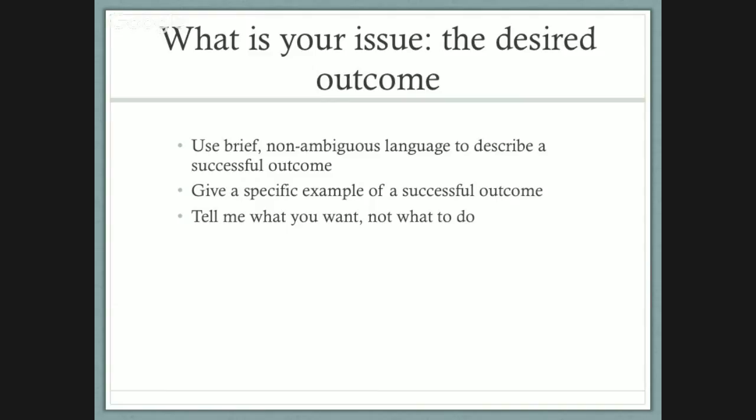What's your desired outcome? Brief, non-ambiguous language to describe a successful outcome. Specific examples. A really specific example. Go through something so I can tell when I fixed it. I really want an example I can work through. And my personal tenet: tell me what you want, not what to do. So again, we're brief and giving a very, very specific example of what you want to happen.